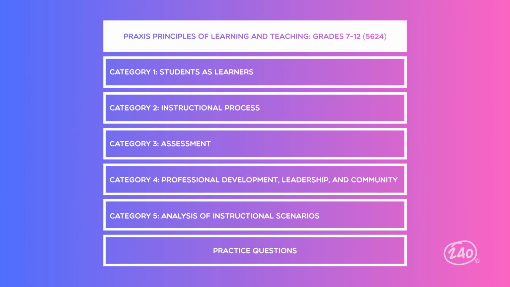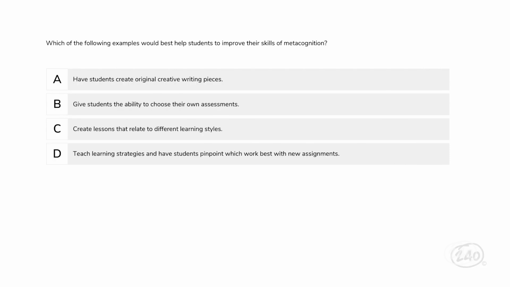Now for questions. Let's start back at the beginning with students as learners. Here's an example from the development and learning section. Remember metacognition? Which of the following examples would best help students to improve their skills of metacognition? A and B allow students to be creative and have ownership over their learning experience, which are both great ideas, but neither help with metacognition, so they're out.